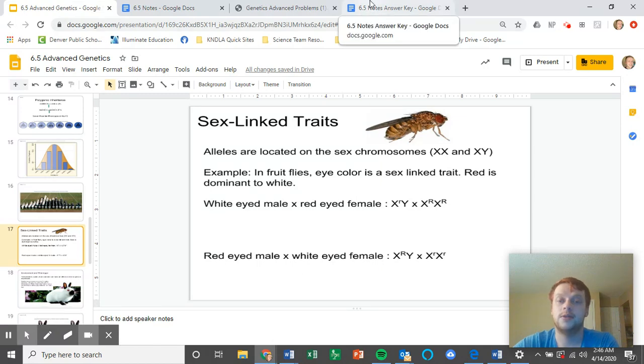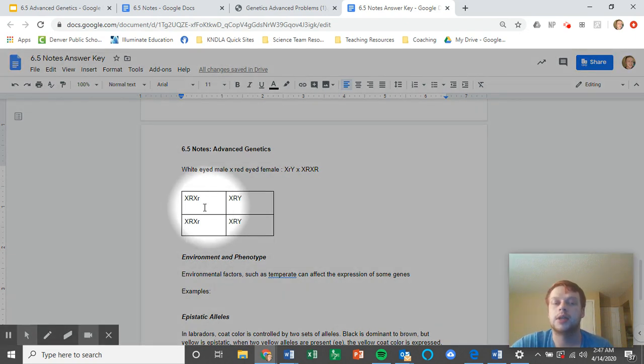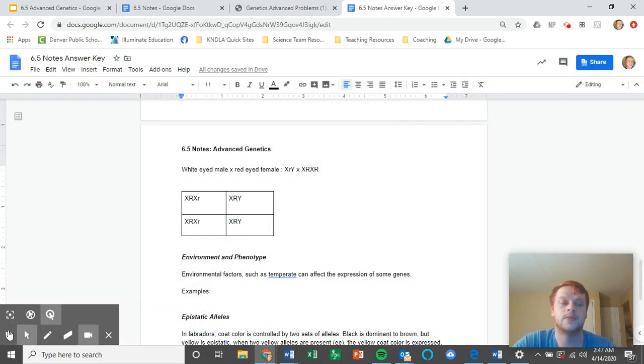All right, so if you finished, you can see right here what that answer would look like. So if we're interpreting this data, all of the women are going to be heterozygous for the trait, but they do have red eyes. Remember, men, when it's a sex-linked trait, only inherit one copy because the Y chromosome doesn't have it attached. So all of the men have red eyes and they are not heterozygous. It's just completely dominant.